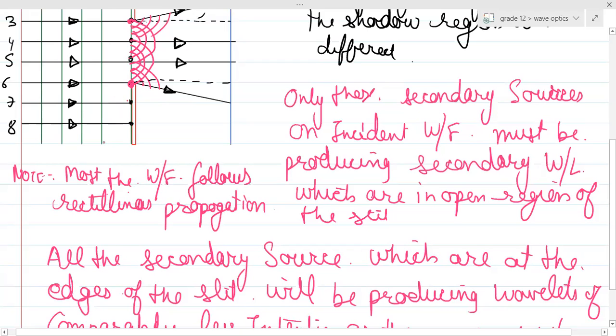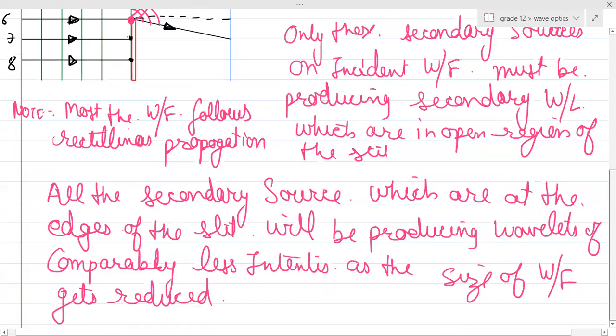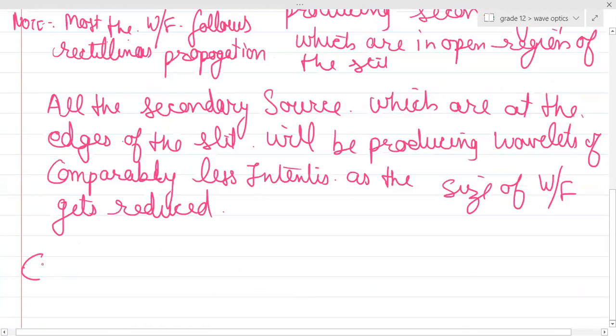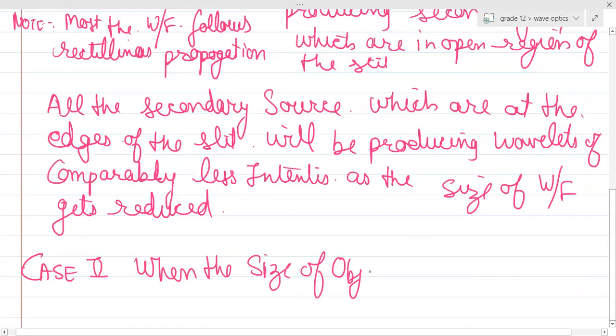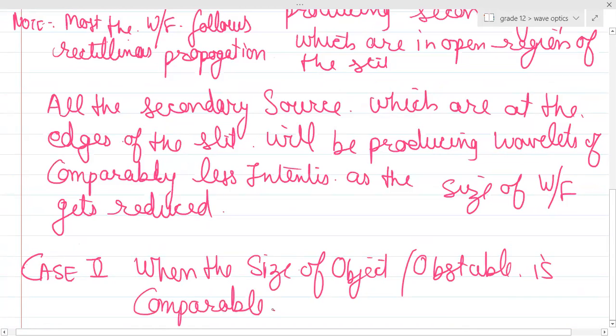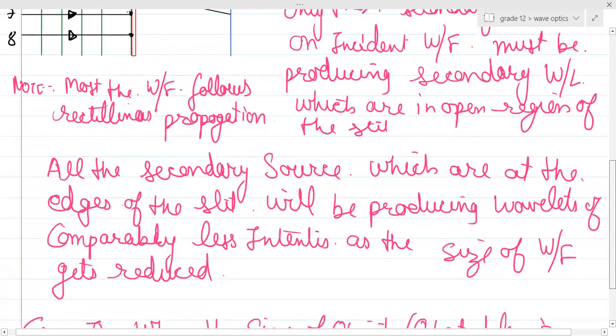So when the slit size is large, most of the wavefront follows rectilinear propagation. But case number two, when the size of the object or obstacle or whatever slit is, size of object or obstacle is comparable to the wavelength of light, here diffraction phenomena will become prominent. Then what will happen, guys?